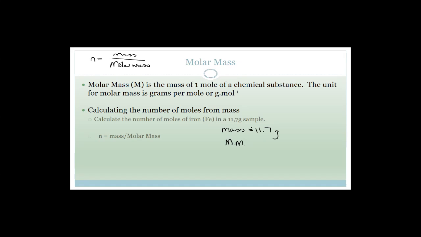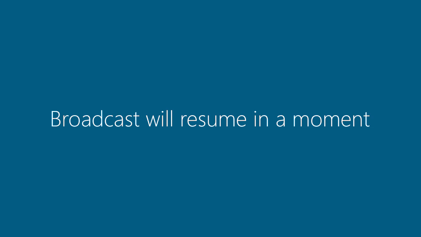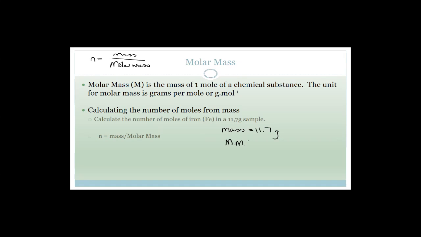So if you go and look for Fe, Fe's number is 26, okay? Its molar mass is 56. So therefore, the number of moles is going to be 11.7 divided by 56, which is going to be what? 11.7 divided by 56 is 0.21. So it's 0.21 moles.